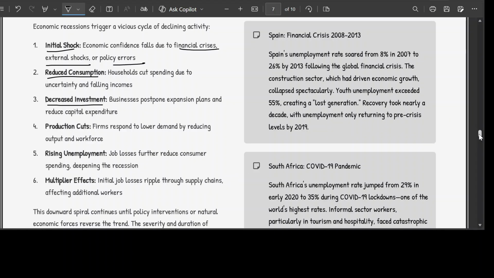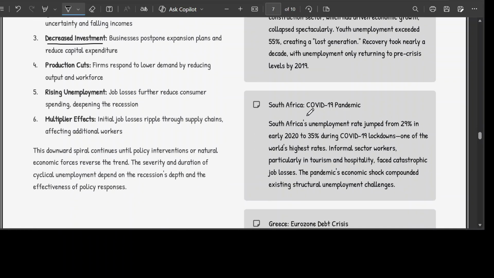So the two major examples are Spain, the financial crisis of 2008-2013, which is globally called the Great Depression period, and South Africa during the COVID-19 pandemic, where the unemployment rate jumped from 29% to 35% during the lockdown periods, which is considered one of the world's highest rates. Informal sector workers, particularly in tourism and hospitality, faced catastrophic job losses, which resulted in compounded structural unemployment challenges.